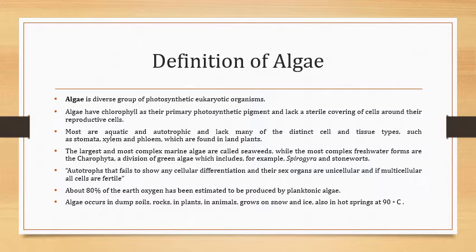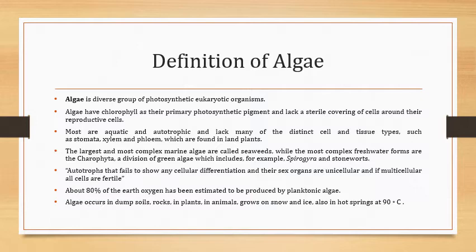Because of chlorophyll, they have an autotrophic mode of nutrition, and most of algae are present in the water, that is aquatic in nature, and they lack many of the distinct cell and tissue types such as stomata, xylem and phloem as present in the plant cells. The largest and the most complex marine algae example is seaweed, and complex freshwater algae is Charophyta, a division of green algae which includes Spirogyra and stoneworts.